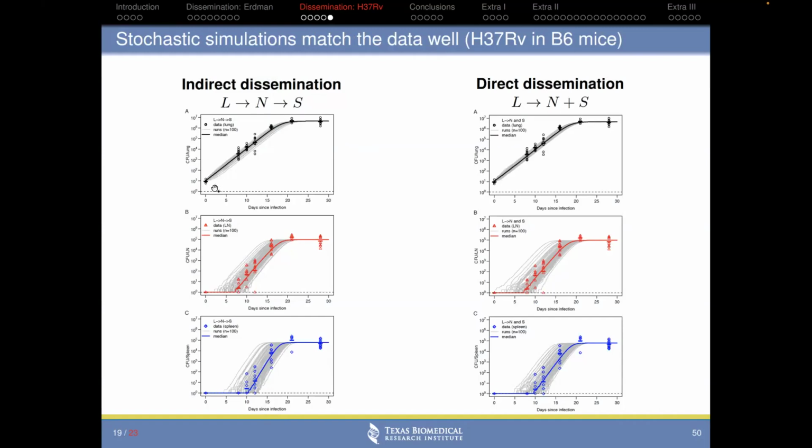And here you see all these gray lines are the individual stochastic runs, and they generate a bit of a spread, which covers the data points, which is nice. What I found really exciting is that I can now explain the variability in the data in when the bacteria appear in the lungs, the lymph nodes or the spleen. The stochastic simulations cover this data, suggesting that the variability that we see in CFUs can be explained just by the randomness of the dissemination event from the lung to the lymph nodes and to the spleen.